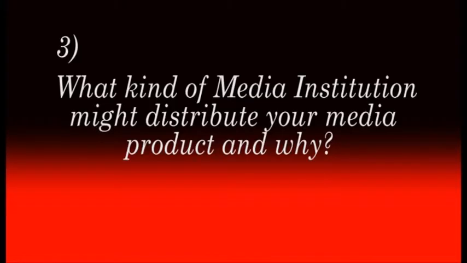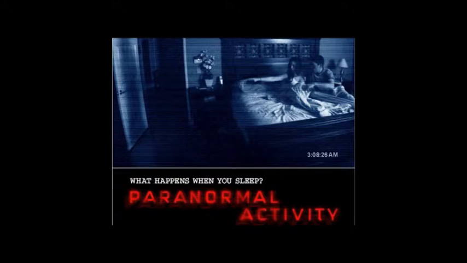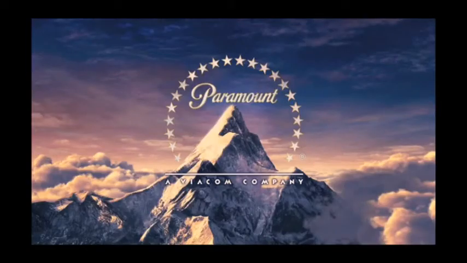Question 3. What kind of media institution might distribute your media product and why? The Paranormal Activity series was funded, produced and distributed by Paramount Pictures. Therefore, a company like this might be interested in our film as it has more chance of making profit, as our budget was as low as £10.